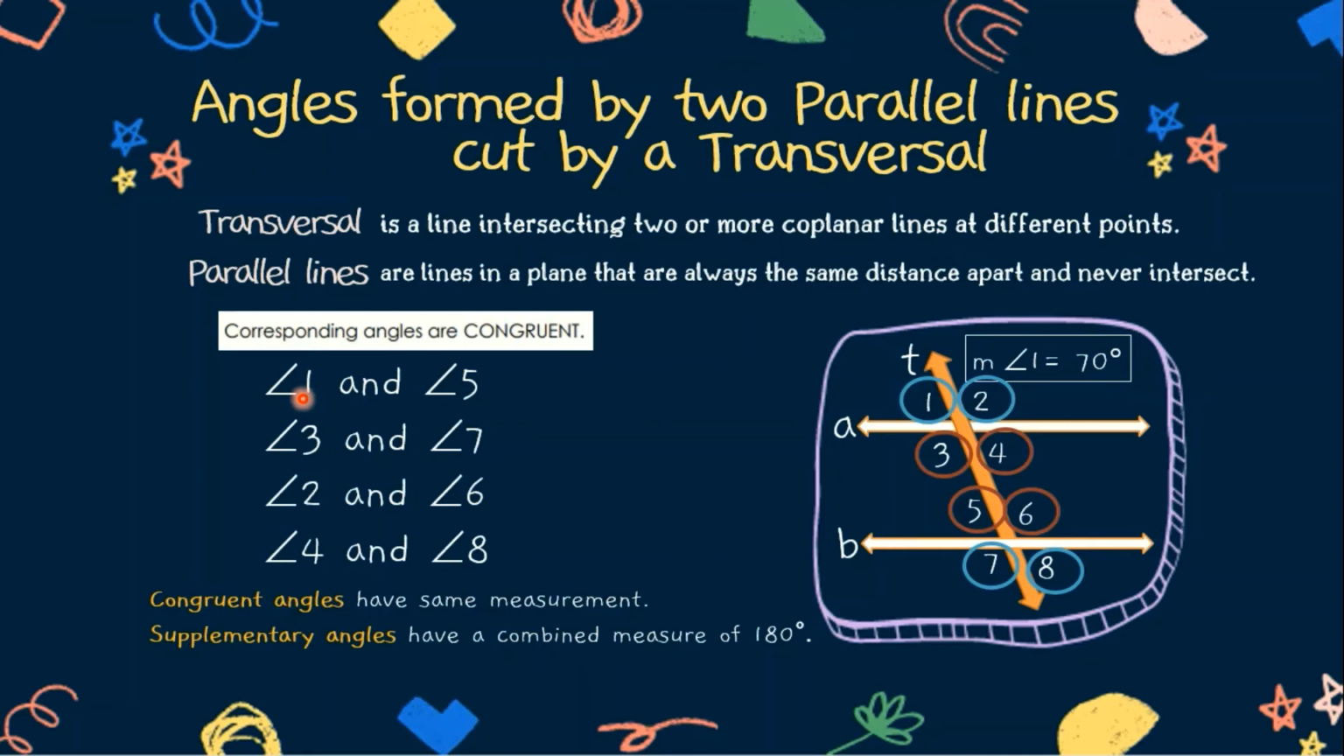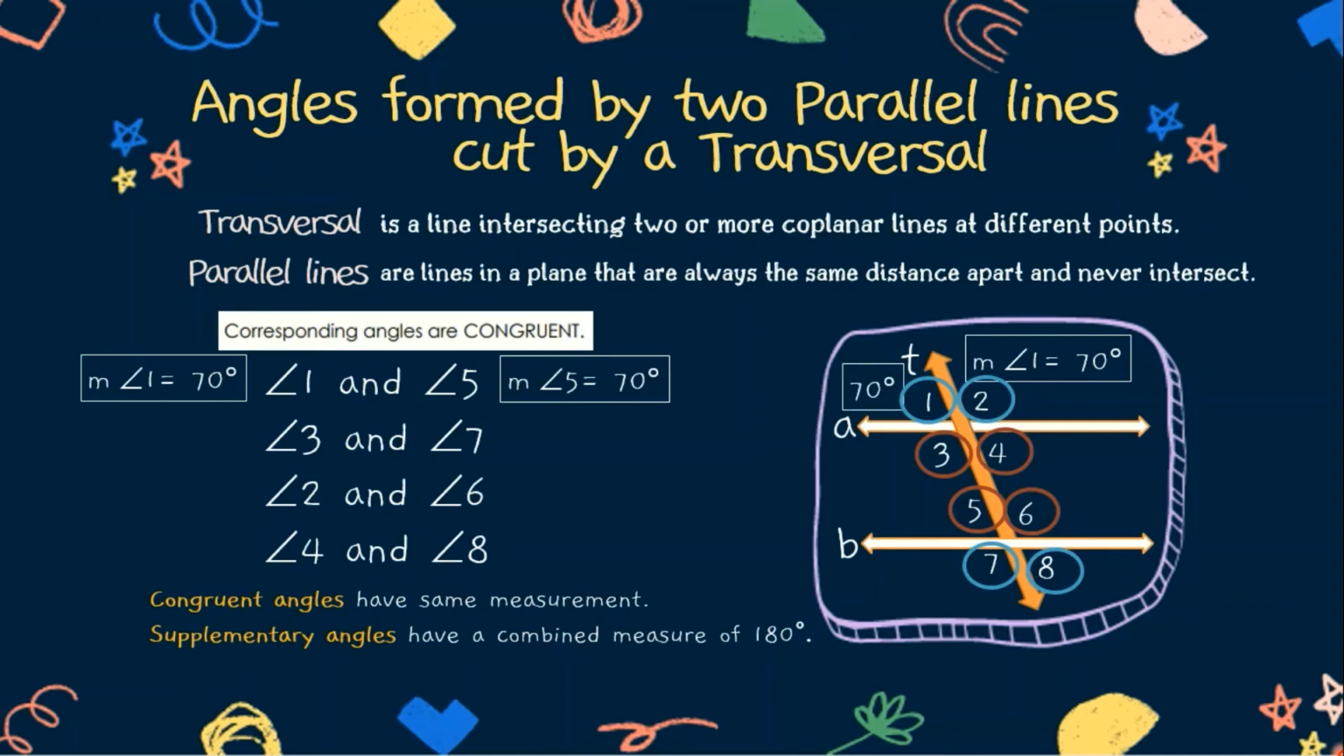So, ang sabi rito, angle 1 is equal to 70 degrees. So, ang sukat ng angle 1 ay 70 degrees. Angle 1 and angle 5, they are corresponding angles. And corresponding angles are congruent, meaning they have the same measurement. Kaya naman, kung ang angle 1 ay 70 degrees, dapat ang angle 5 ay 70 degrees din, because corresponding angles are congruent.